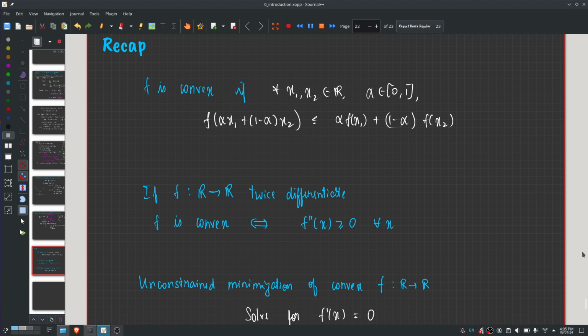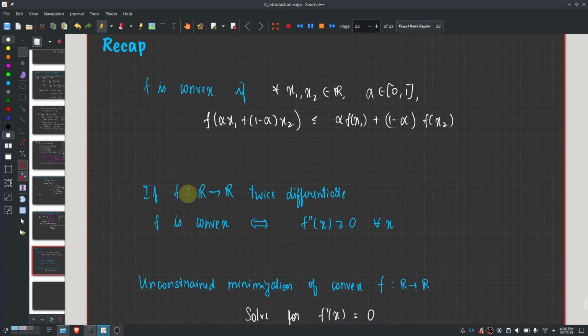Okay, so let's start. Quick recap of what we saw in the previous class. We defined what a convex function is over R. A function is convex if essentially you take any 2 points on the curve, the straight line joining those 2 points always lies above the curve itself. Right, so that's the geometric definition of convexity, and you can have a mathematical representation as defined over here.